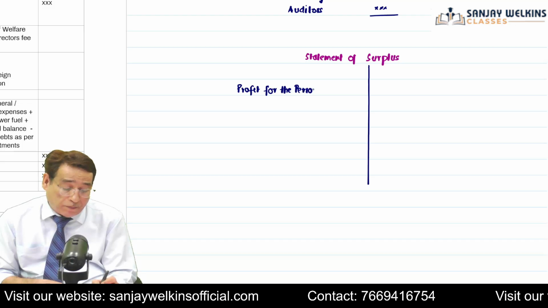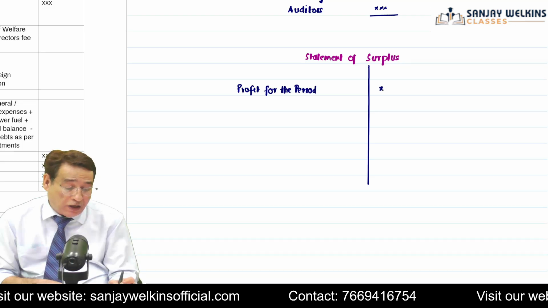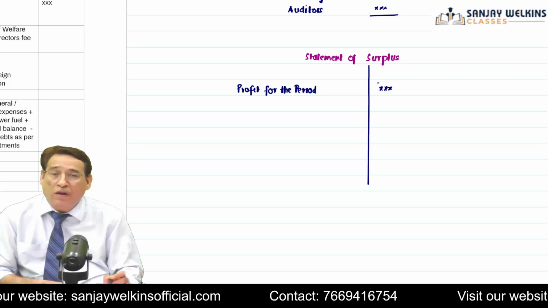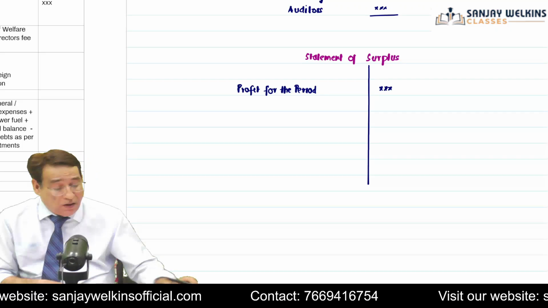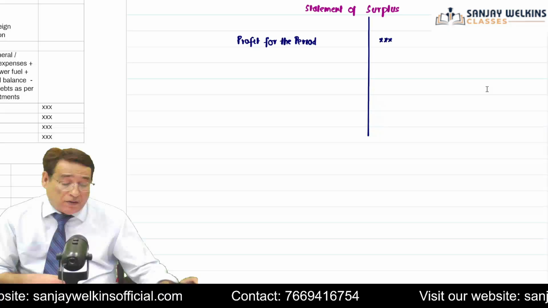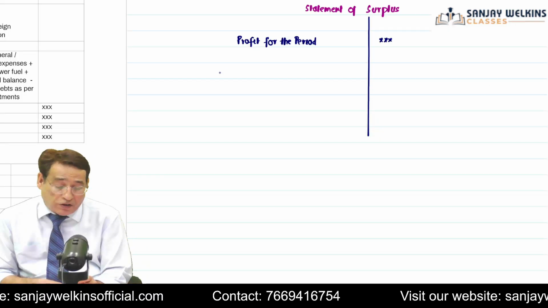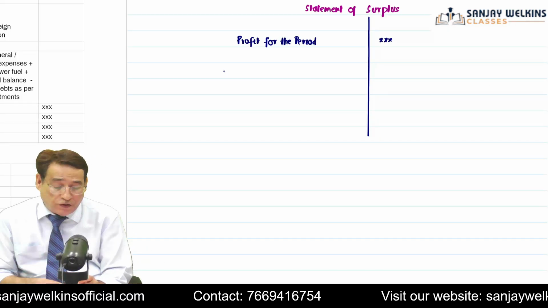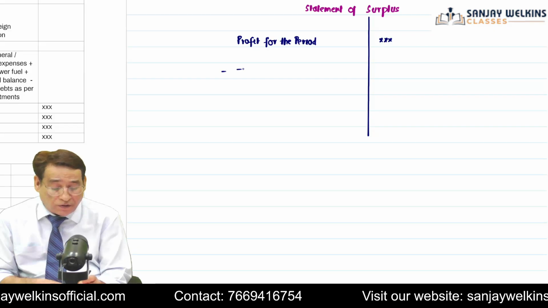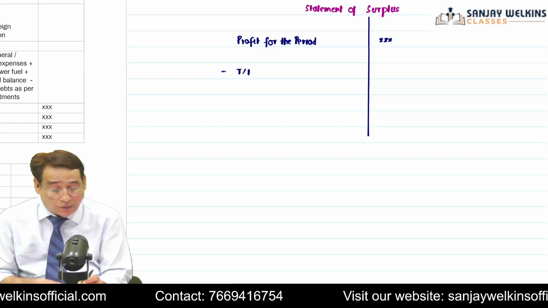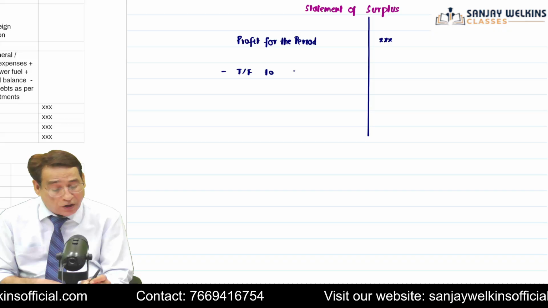So whatever profit for the period is there, we are going to write it over here. Is it clear to you or not? Now, if it is given in the question that we are supposed to transfer some amount to general reserve, I will write here transfer to general reserve.